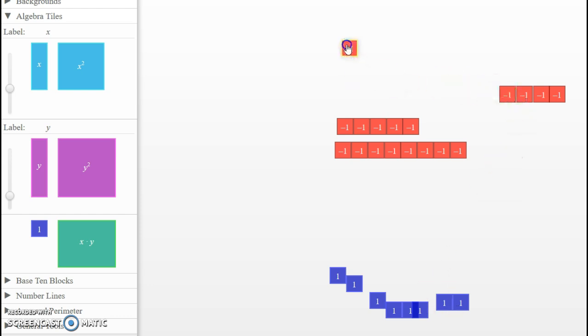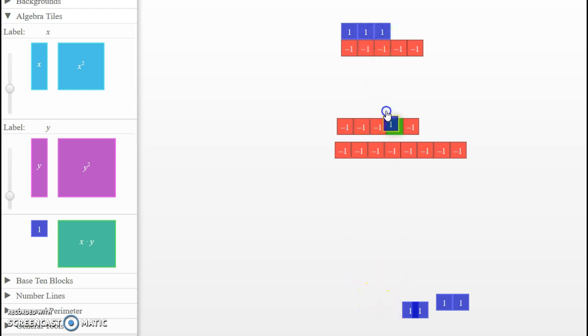However, if I have -5 and we want to add a positive 8, 1, 2, 3, 4, 5, 6, 7, 8, I see that this result is positive 3. So that's why the first two were not equivalent.